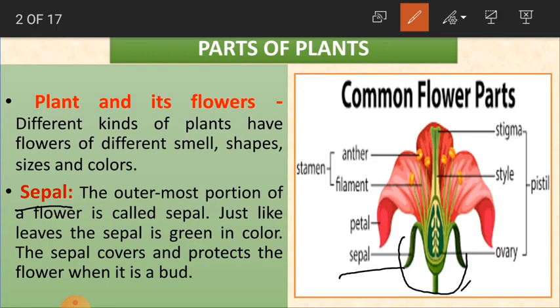The sepal covers and protects the flower when it is a bud. So what does the sepal do? It covers and protects the flower when it is a bud. As I said, first we'll have a bud and then from that bud we'll get the flower. And this sepal is going to cover and protect the flower when it is a bud. Understood children? What is a sepal? It is the outermost portion of a flower. This one is called a sepal.